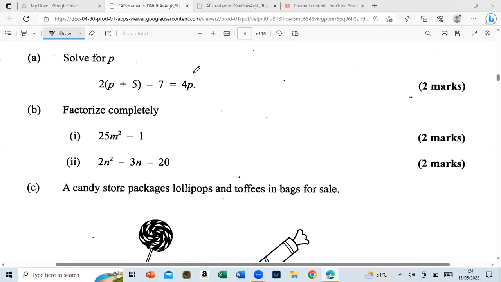So what we're going to do now, we're going to say, all right, solve for P. So we're going to expand the bracket. The bracket means to multiply. So we're going to multiply both P and 5 by 2. Let me just rewrite that because I know Mr. Bennett already.